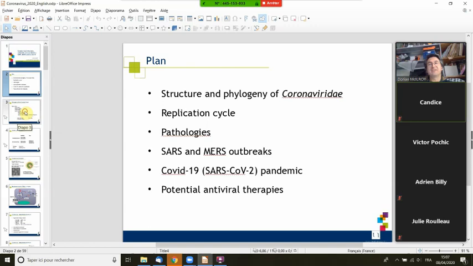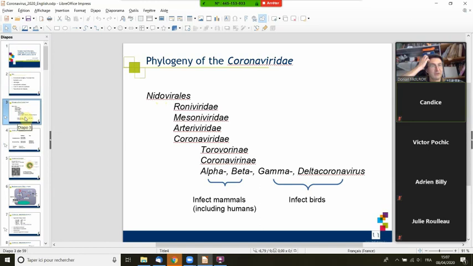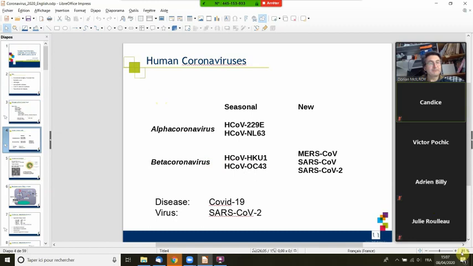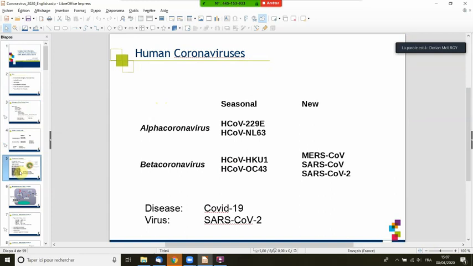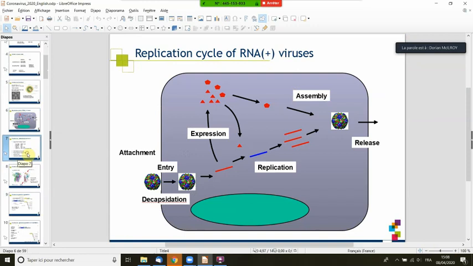Okay, so I was saying this is the plan, this is the family, and I put the PDF on the MADOC, so you can all download it. I was up to here: general replication cycle of RNA plus strand viruses. I'm going to go through these steps for coronaviruses: attachment, entry, expression, replication, and a tiny bit about assembly and release.